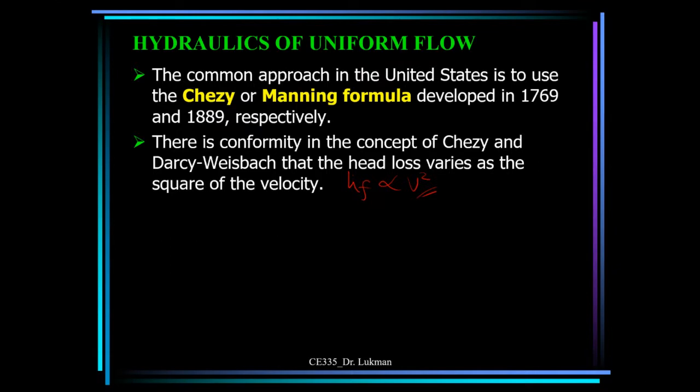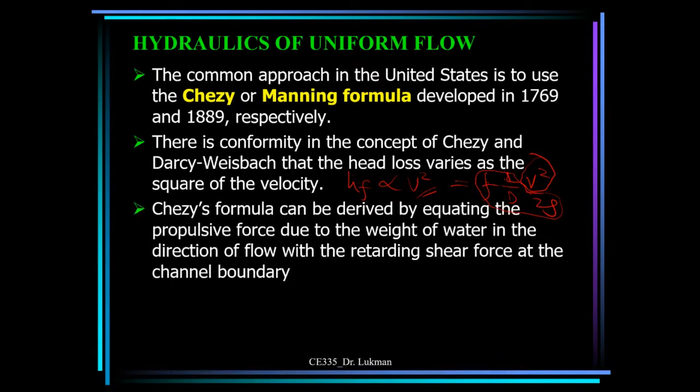I already wrote the Darcy-Weisbach formula before, where h_f is equal to f L over D times V squared over 2g. So you can see it varies with the square of the velocity. Friction factor, length, diameter, all these are constants.